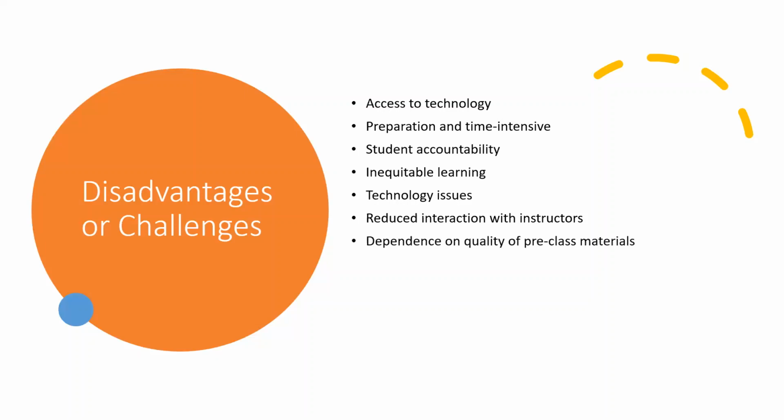The effectiveness of the flipped classroom relies heavily on the quality of those pre-class materials. So if the materials are poorly designed or they lack clarity, students might not grasp the concepts and it could lead to confusion during class activities.